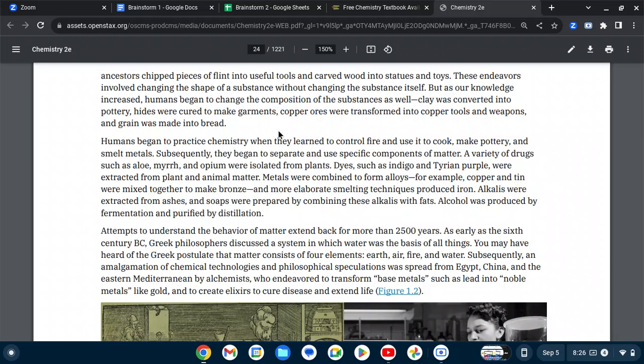Humans began to practice chemistry when they learned to control fire and use it to cook, make pottery, and smelt metals. Subsequently, they began to separate and use specific components of matter. A variety of drugs, such as aloe, myrrh, and opium, were isolated from plants. Dyes, such as indigo and Tyrian purple, were extracted from plant and animal matter. Metals were combined to form alloys. For example, copper and tin were mixed together to make bronze, and more elaborate smelting techniques produced iron. Alkalis were extracted from ashes, and soaps were prepared by combining these alkalis with fats. Alcohol was produced by fermentation and purified by distillation.